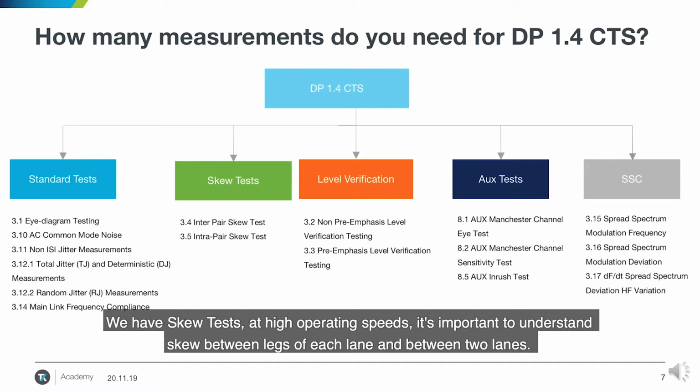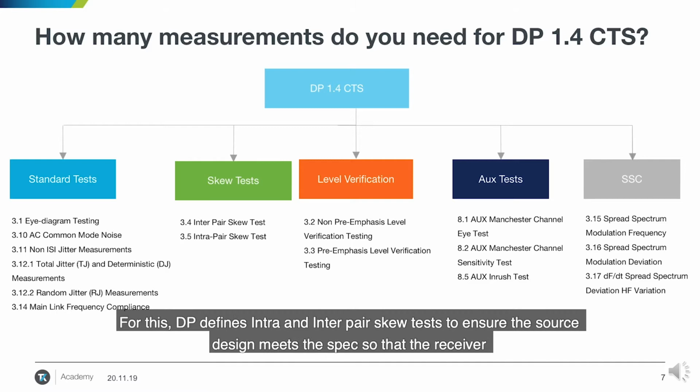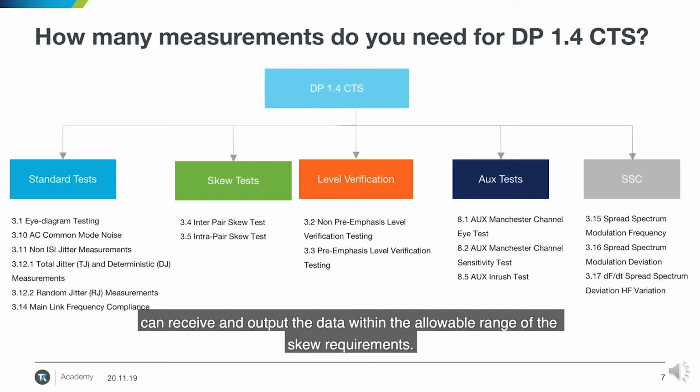It is important to understand the skew between legs of each lane and between 2 lanes. For this, DisplayPort defines intra and inter-pair skew tests to ensure the source design meets the specification so that the receiver can receive and output the data within the allowable range of these skew requirements.